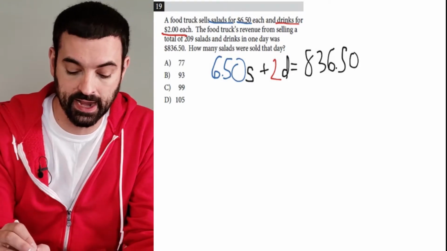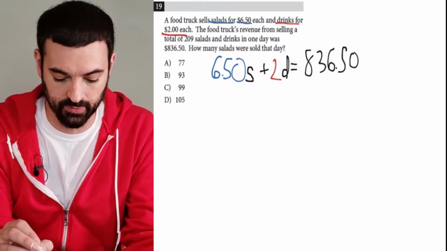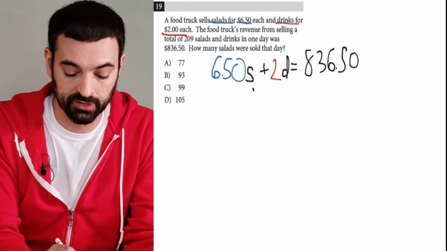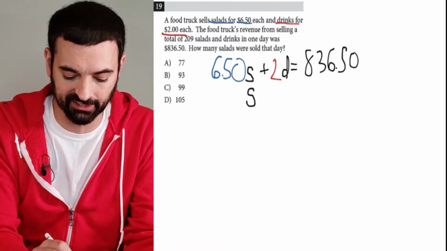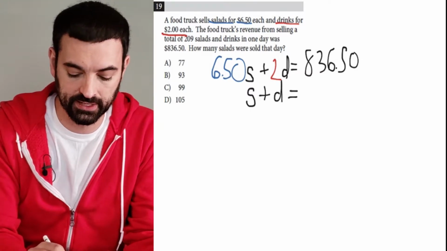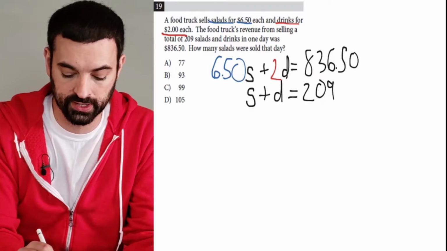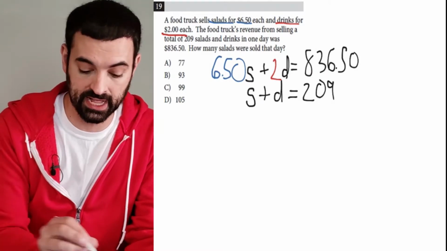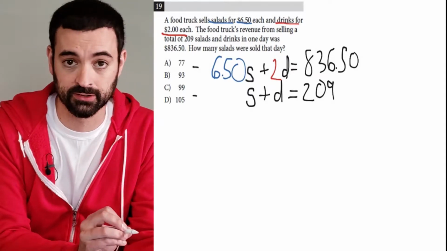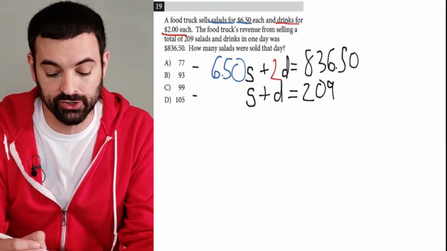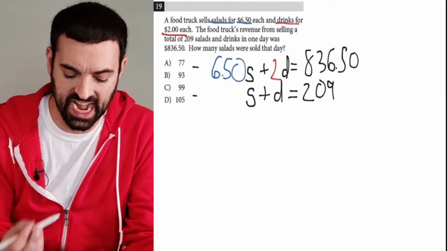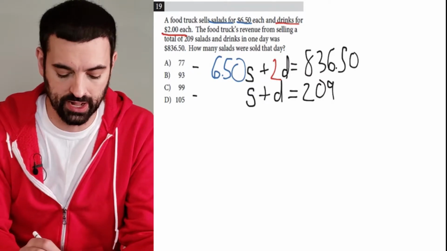Now we have a quantity line. We don't know how many salads were sold. We don't know how many drinks were sold. So some number of salads, that's S, plus some number of drinks, that's D, equals 209 total. So we have a quantity line, we have a dollar line. But now I have a system of equations and I can solve. You can use substitution, you can use elimination. I think substitution actually works pretty well right here.